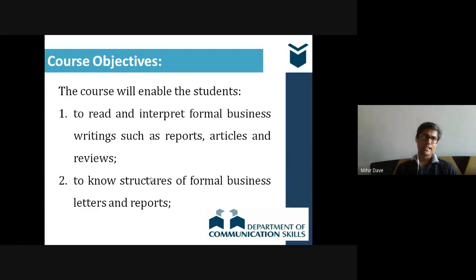At the end of this course, as a student, you can expect to read. Students would be enabled to read and interpret formal business writings such as reports, articles, and reviews related to business and the business world. That is the first objective. Second, students will be able to know the structures of formal business letters and reports. The way you write other kinds of letters and the way you write formal business letters and reports differ mainly in structure and language. That would be offered to you in the first 2 objectives.